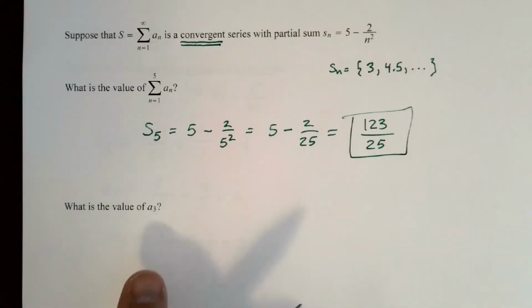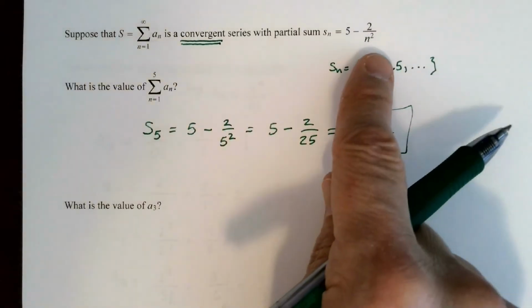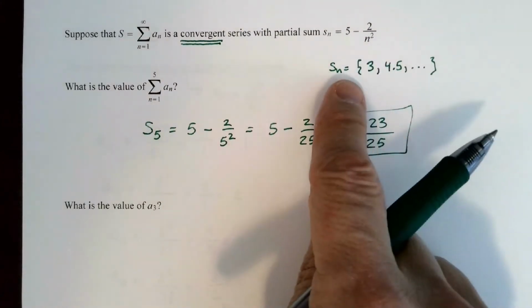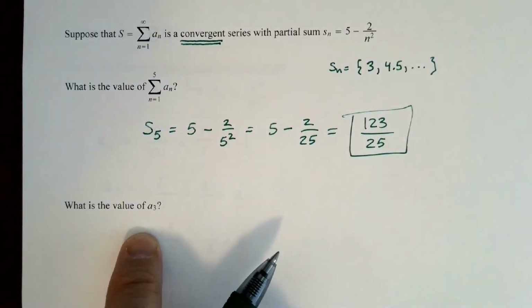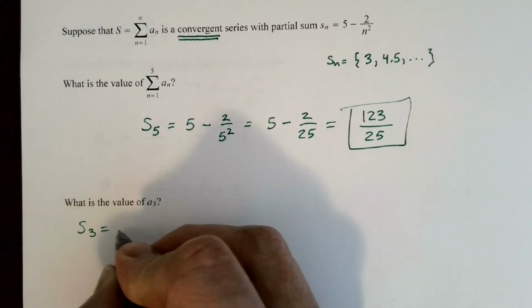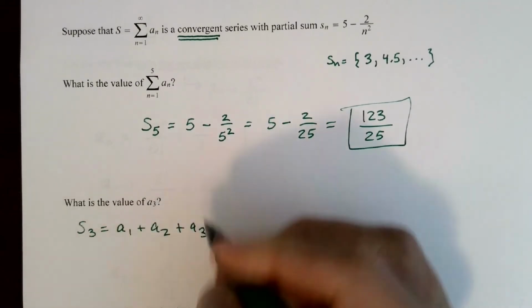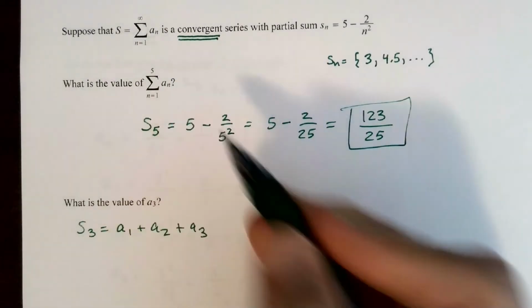Now I'm going to ask you, though, what is the value of a sub 3? You say, well, I don't know. I don't plug in 3 in here. That's S sub 3, not a sub 3. But there's a relationship, right? S sub 3 is what? A sub 1 plus A sub 2 plus A sub 3. It would be the sum n equal 1 to 3 of A sub n, right?